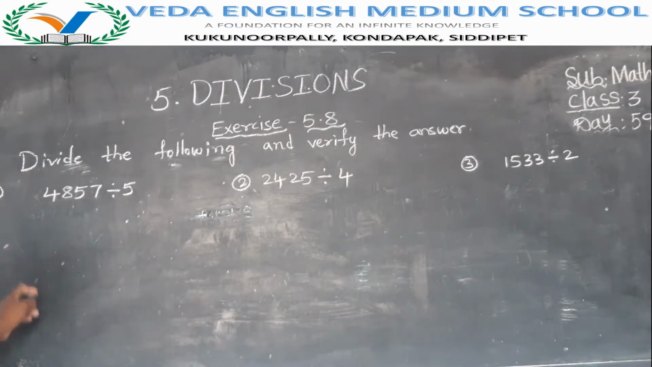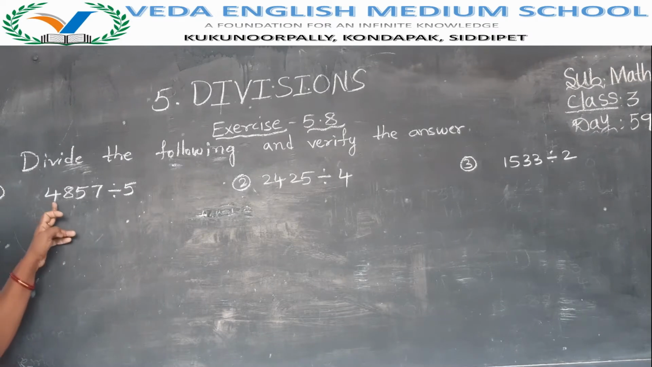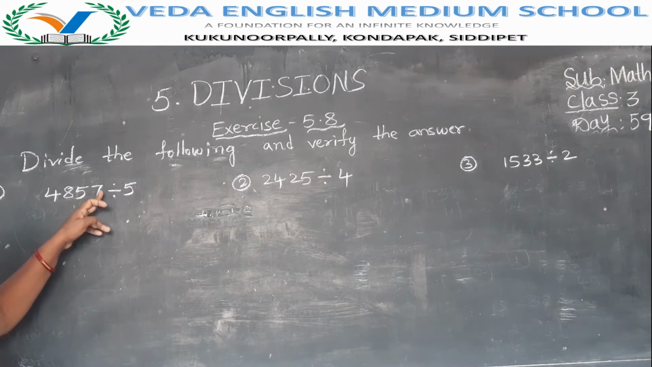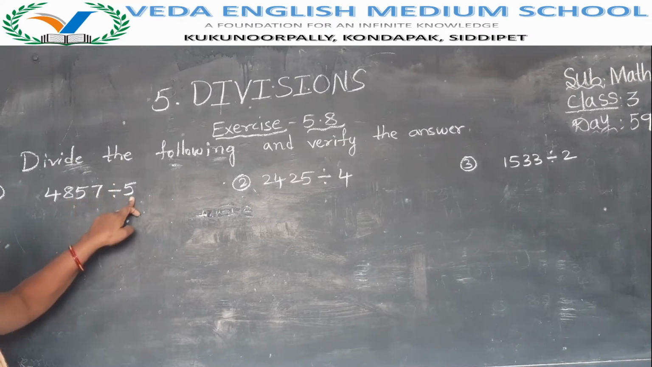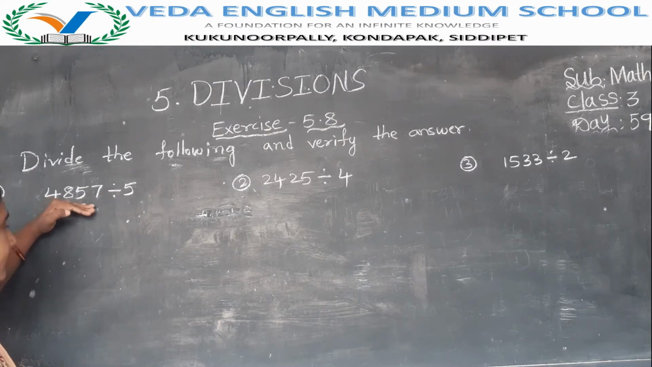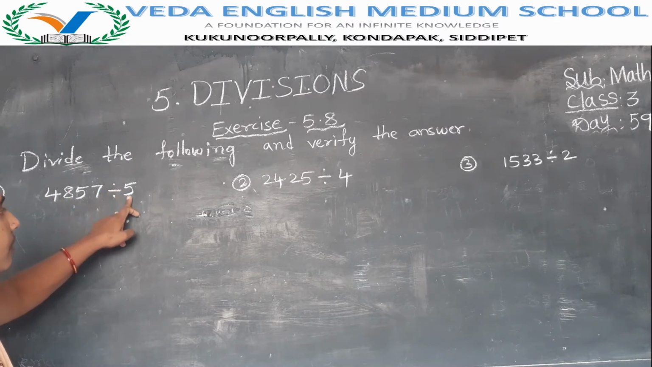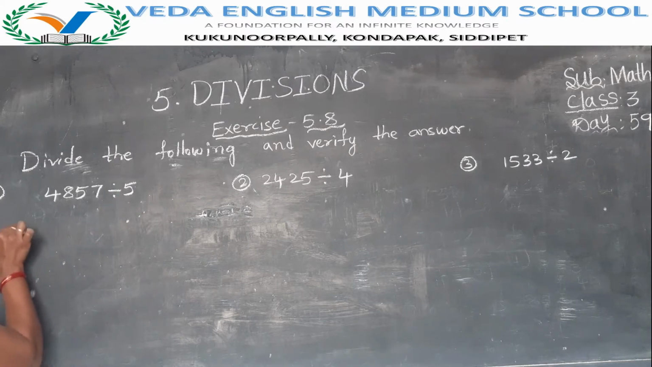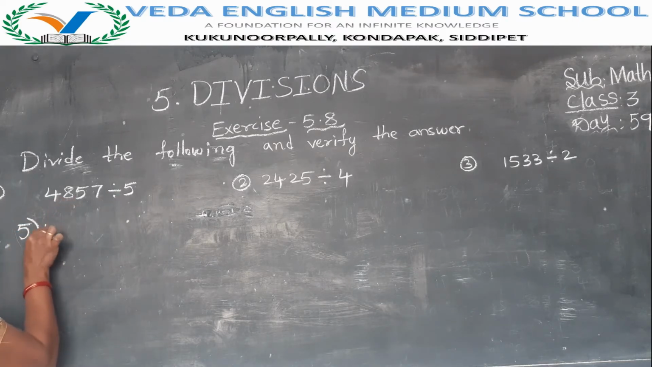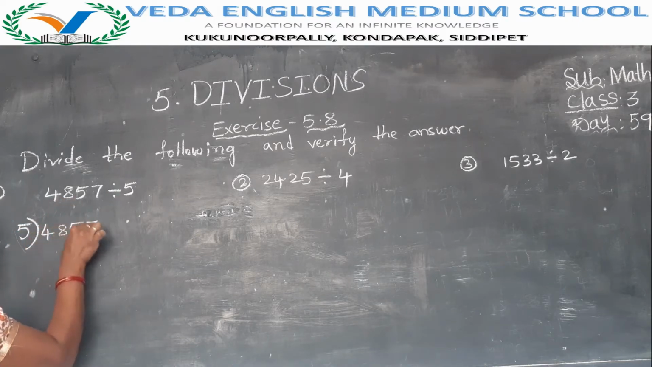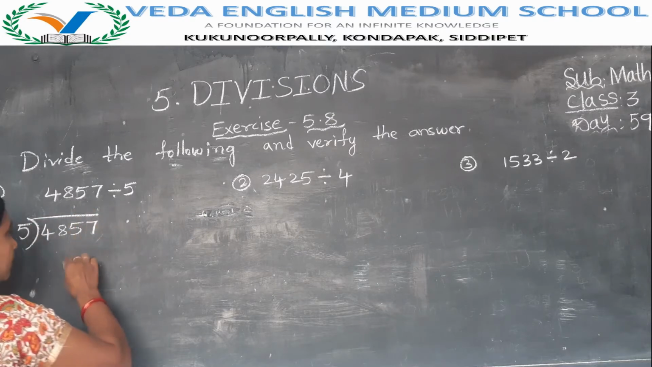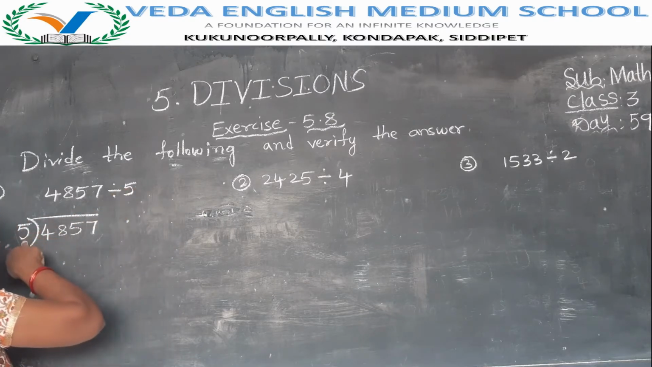Okay. Now start. The first problem is 4857 divided by 5. Here the dividend is a 4-digit number. See, 1, 2, 3, 4, 4-digit numbers are given here. 4857 divided by 5. So now the divisor is 5 and the dividend is 4857.